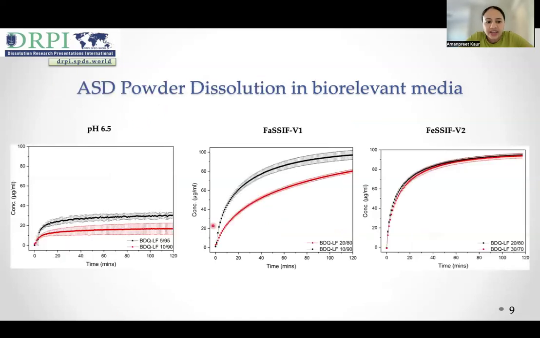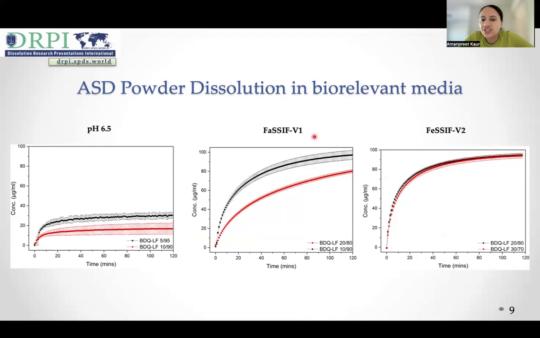At pH 6.5, we observed 30% bedaquiline release from 5% drug loading ASDs. When drug loading was 10%, bedaquiline release dropped down to 10%. This is because of drug polymer complexation, which prevents polymer hydration, solubilization, and release of bedaquiline from the polymer matrix.